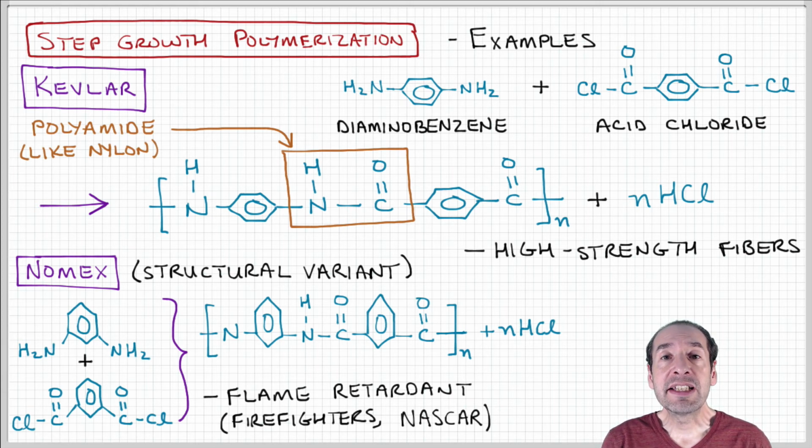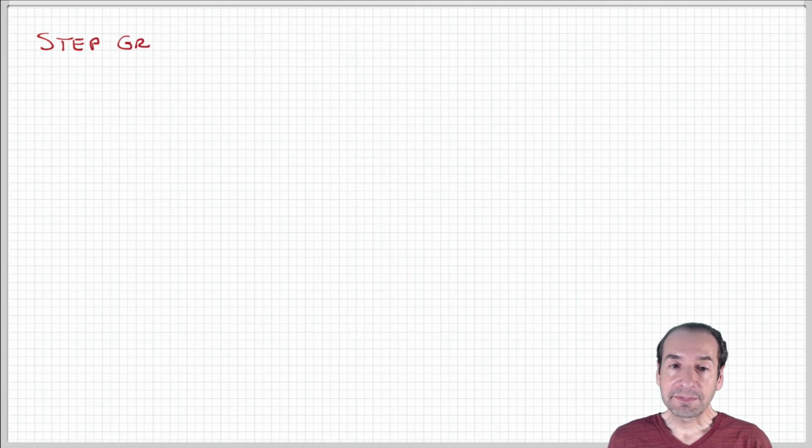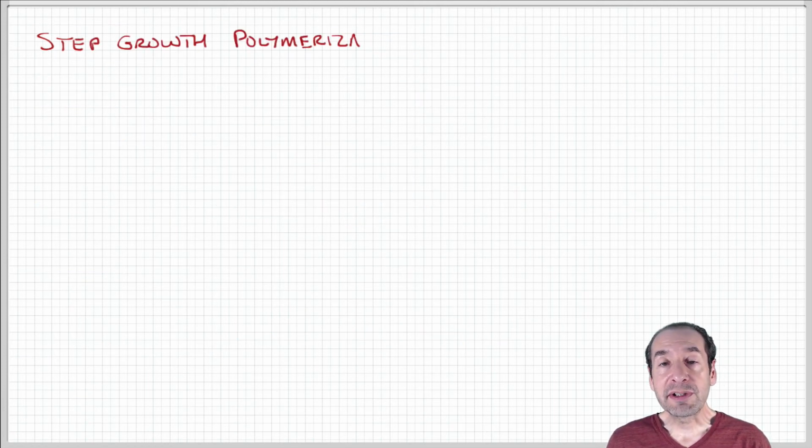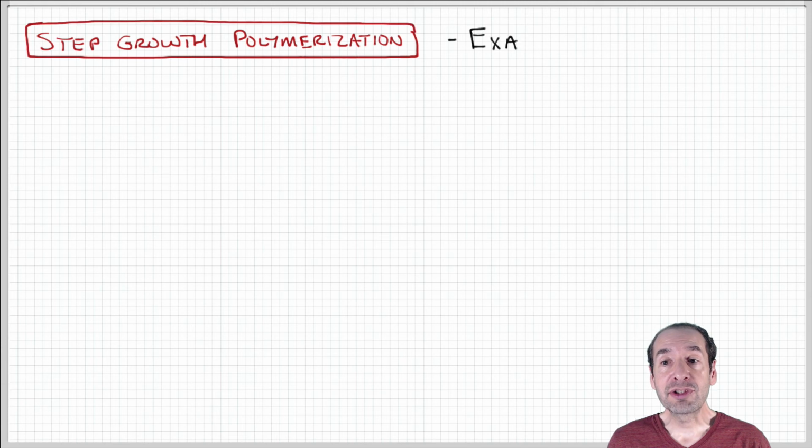or thermal insulation properties. So this is a flame retardant material that's used a lot for protecting firefighters, first responders, and also race car drivers. That's part of their suits that they wear because this has a very high temperature stability and flame retardant properties. But it's a structural variant of the same basic structure as Kevlar.